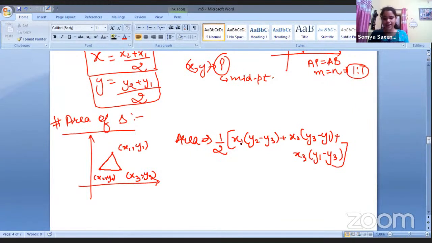So it is half x1. Now just observe one thing, you just have to simply remember this. One important thing to note is that half will come as it is. And now what about these 1, 2, 3, and all these things? By chance we write them in some different order.